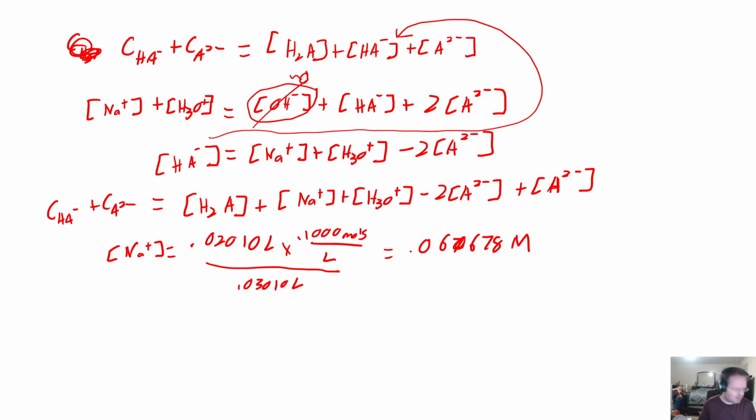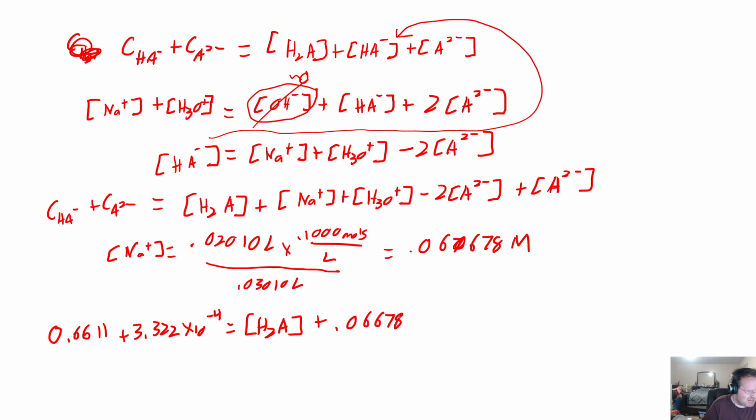So now I'm just going to plug in some constant numbers I know. So this gives me 0.6611 plus 3.322 times 10 to the negative fourth equals H2A plus 0.06678 plus H3O plus minus A2 minus. I combined like terms. I have minus 2 plus 1. Combine those, you should get minus A2 minus.